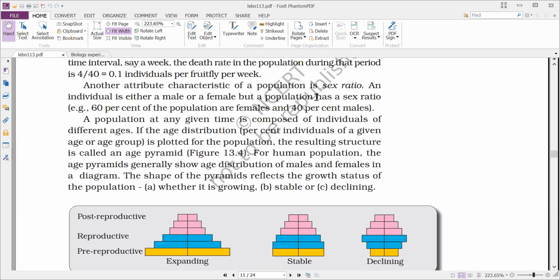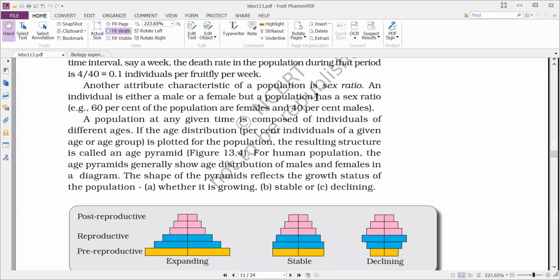Here in case of human, we consider the females. The age of the female is considered as the reproductive age. So below 12 or 13 years, we can call it the pre-reproductive age. 13 to 50, we can call it the reproductive age. 52 till death, we call it the post-reproductive age. Like this, any organism which is undergoing sexual reproduction will have different ages.